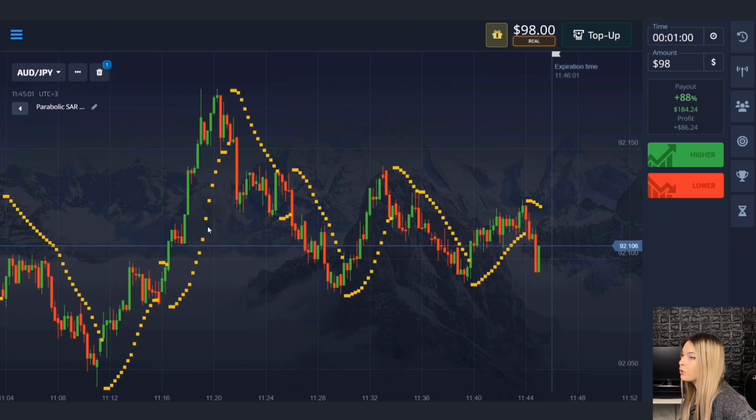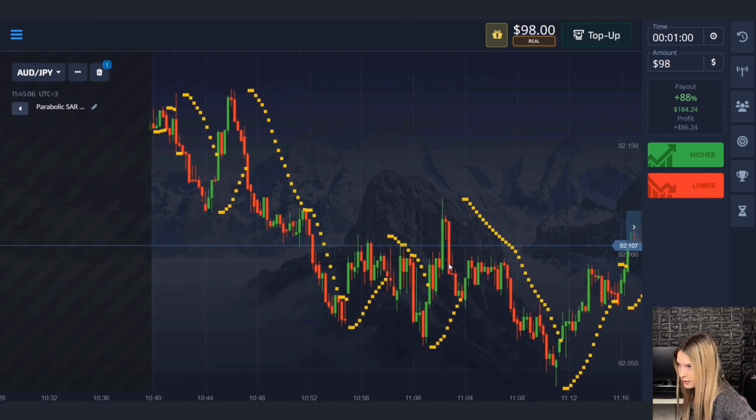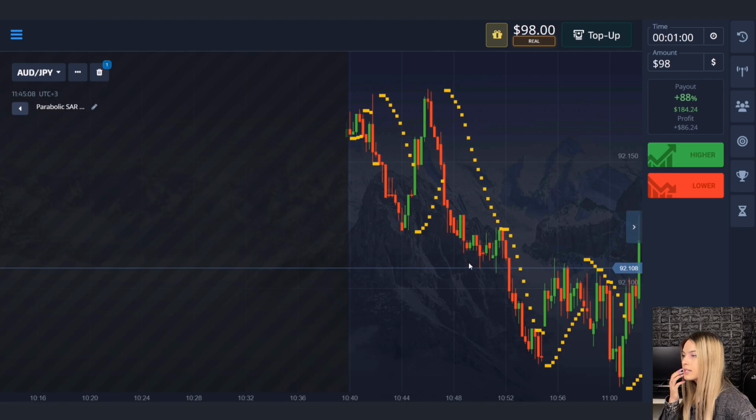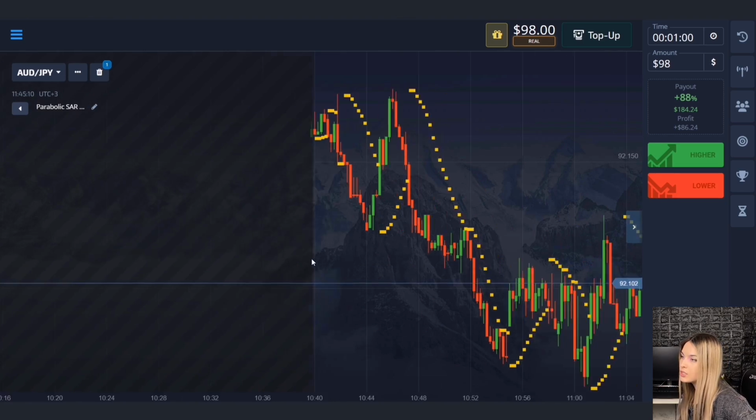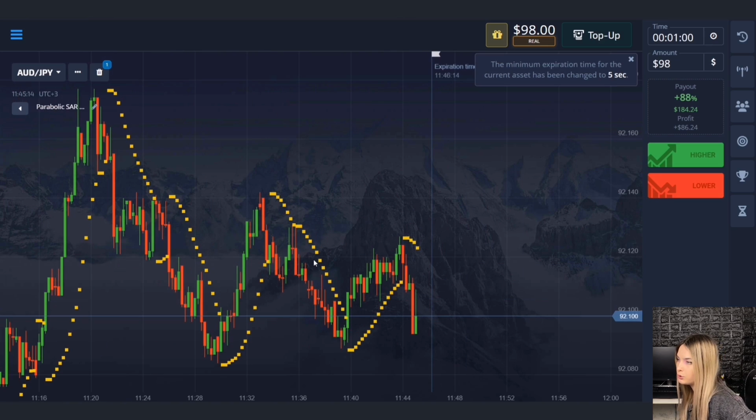Also, of course, do not forget about the support and resistance levels, since the indicator is an auxiliary tool of technical analysis. Just at the moment I see the first entry point and I will explain it to you.